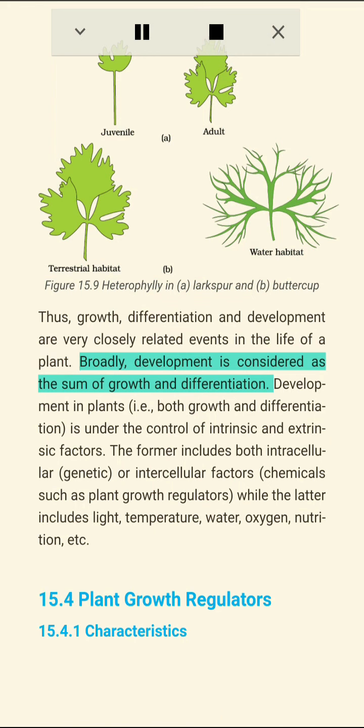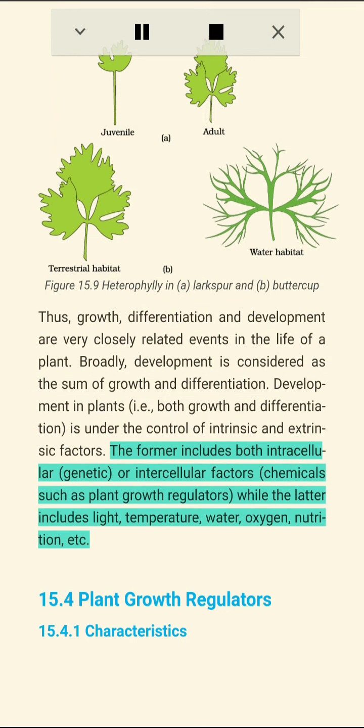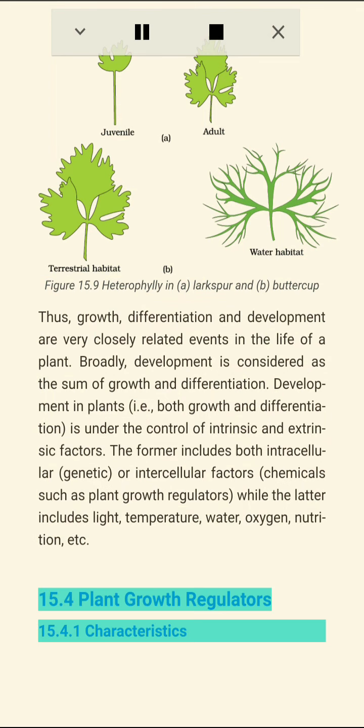Broadly, development is considered as the sum of growth and differentiation. Development in plants, i.e., both growth and differentiation, is under the control of intrinsic and extrinsic factors. The former includes both intracellular (genetic) or intercellular factors (chemicals such as plant growth regulators), while the latter includes light, temperature, water, oxygen, nutrition, etc.